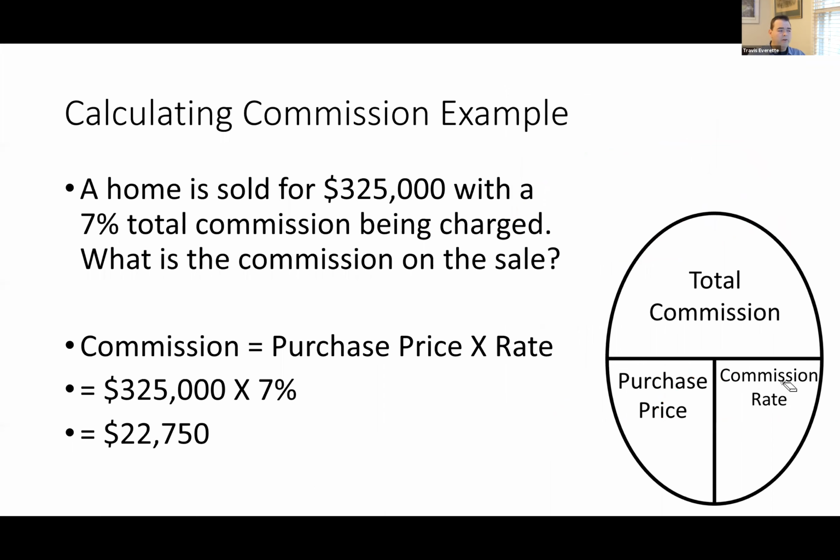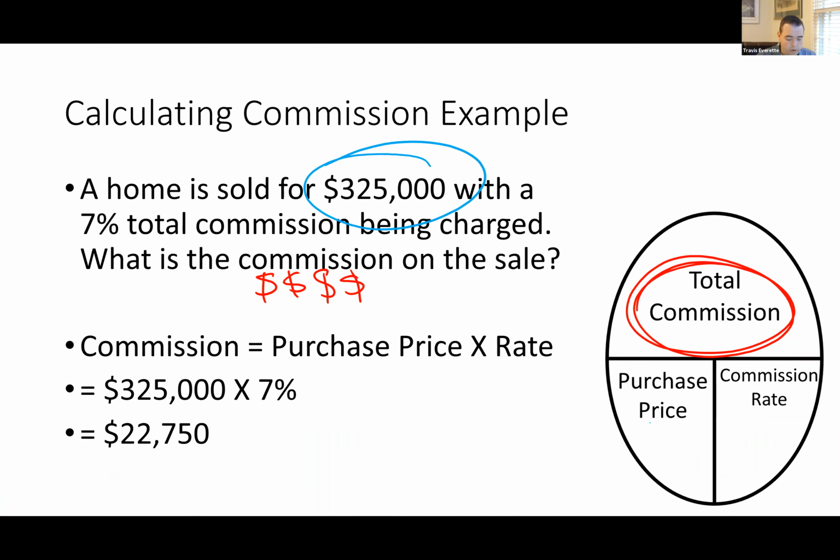So when we look at just a very basic example like this, it says a home sold for $325,000 with a 7% total commission being charged. What is the commission on the sale? So they want to know the dollars. They want to know how much the firm got paid, which is right here. That's that amount right there. And they give us some very important information in asking us this. They give us the sales price right here, or purchase price of $325,000. And they also give us the commission rate right there of 7%.